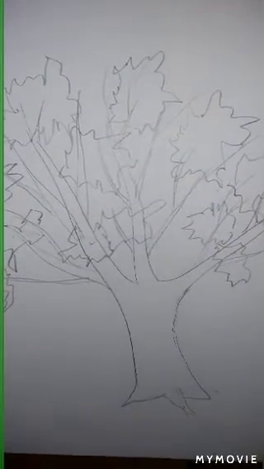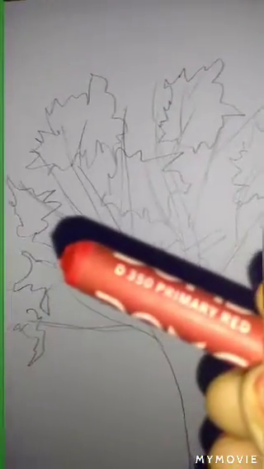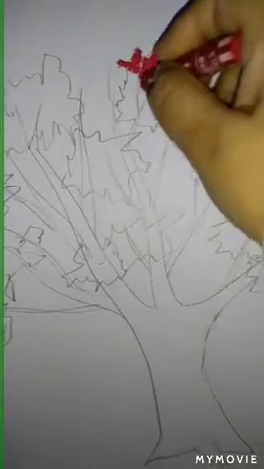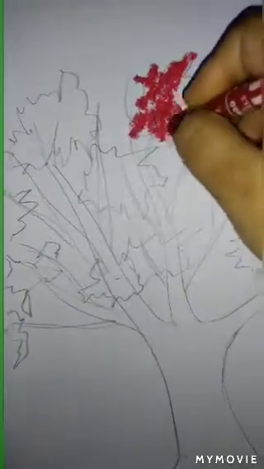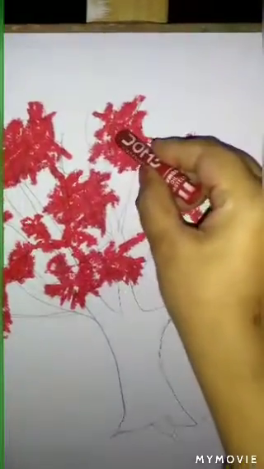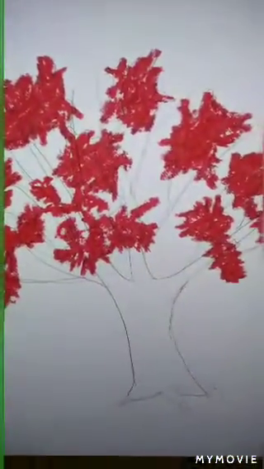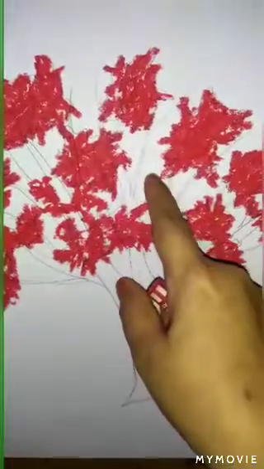Okay, and now I am going to fill these shapes with primary red. So this is our primary red, and I am going to fill the shapes. Okay, so I have filled all the shapes with primary red. I have colored very properly. I have tried to fill it very properly, but still there are some white spots visible. Let it be so.